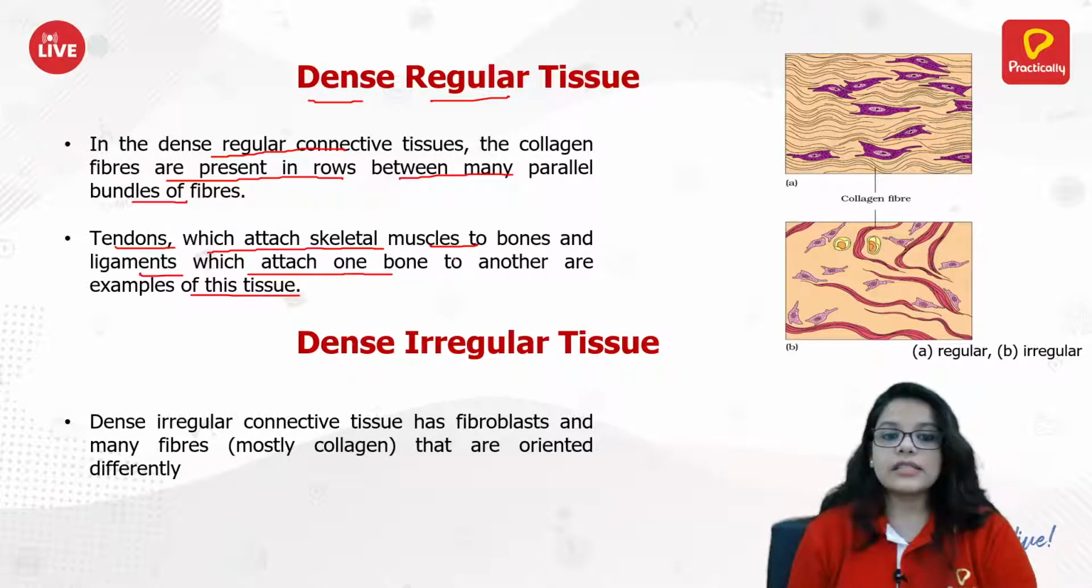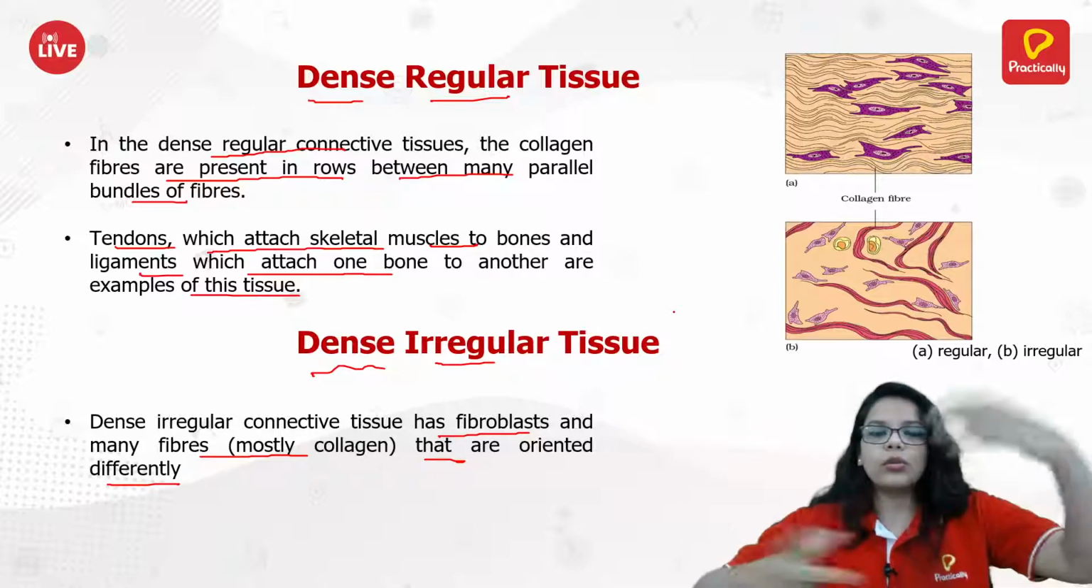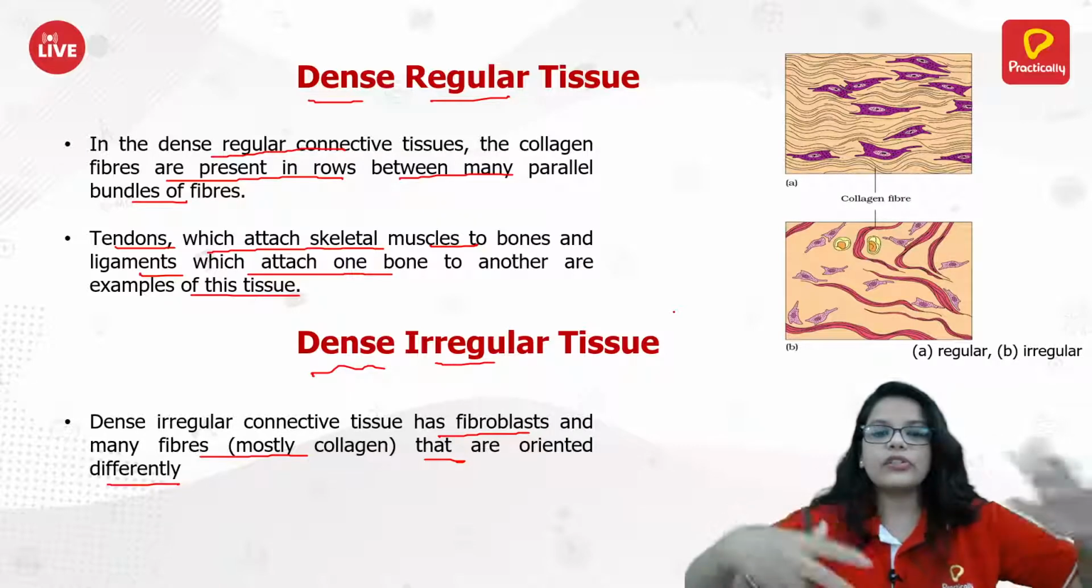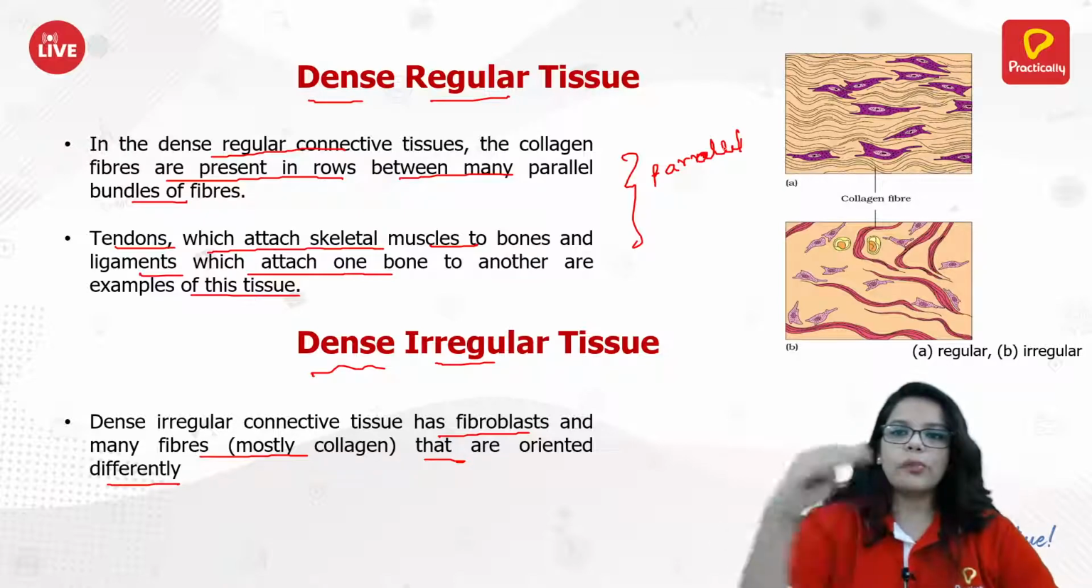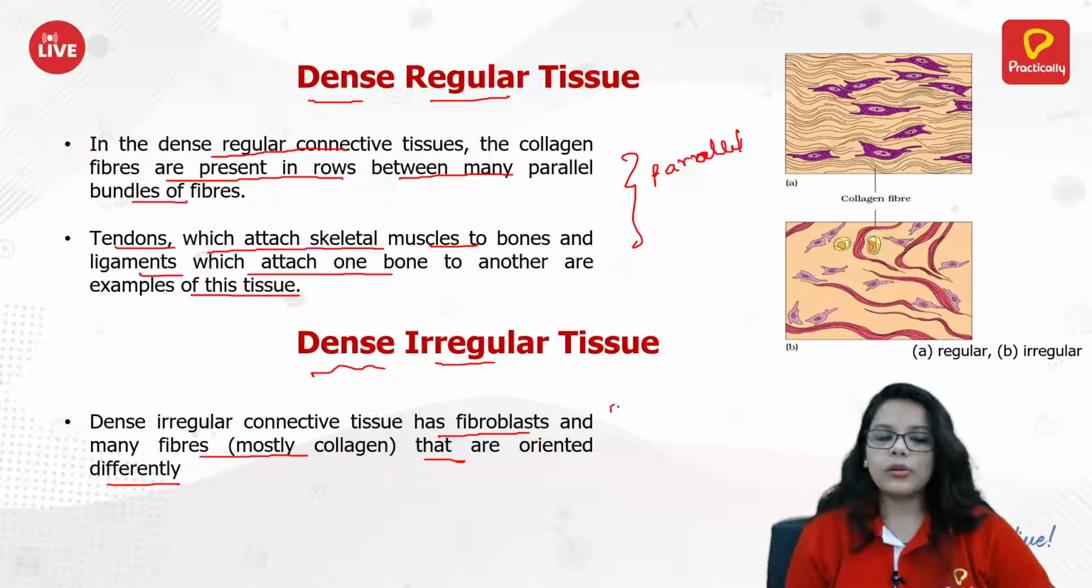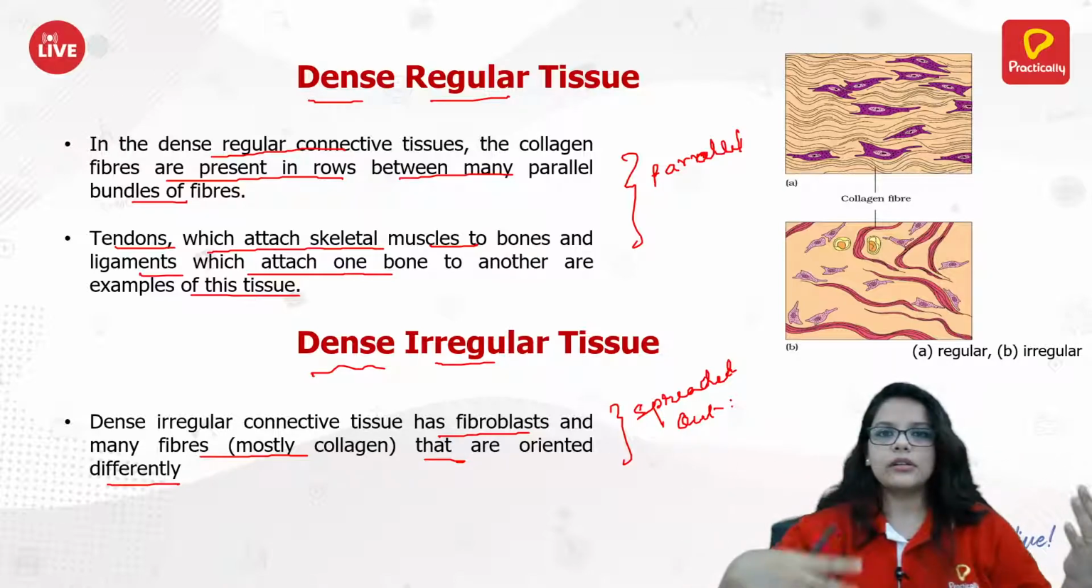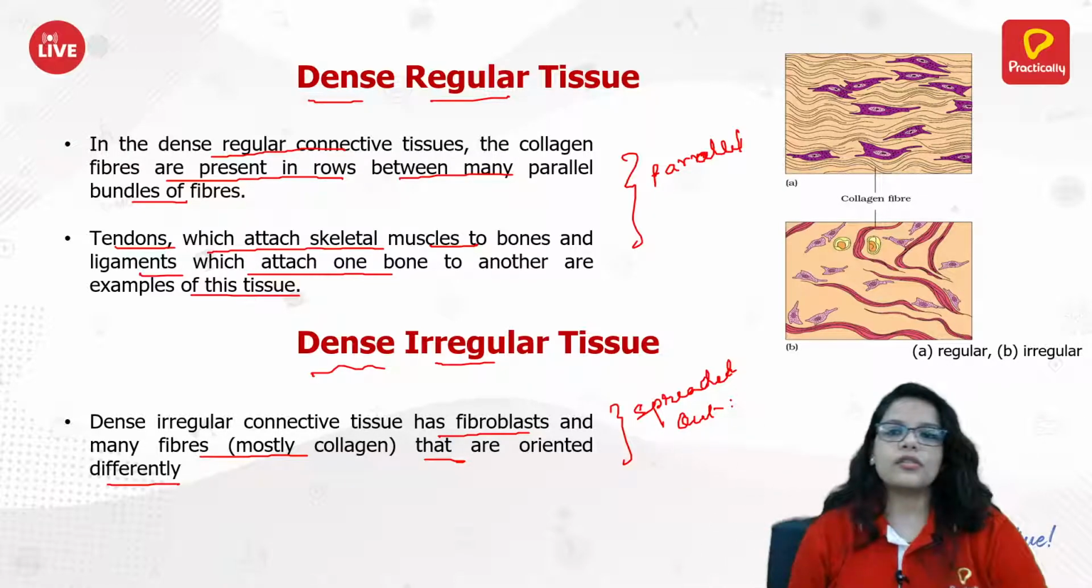And then there is dense irregular tissue, which has fibroblasts and many fibers that are oriented differently. They are all spread out. There is a lot of irregularity. It's not parallel, like the regular tissue, where the fibers go parallel in nature. Here they are all spread out, kind of haphazard, here and there. That is why it is irregular in nature.